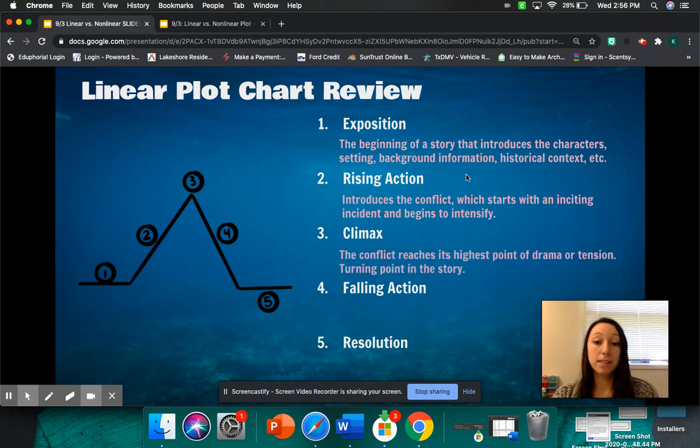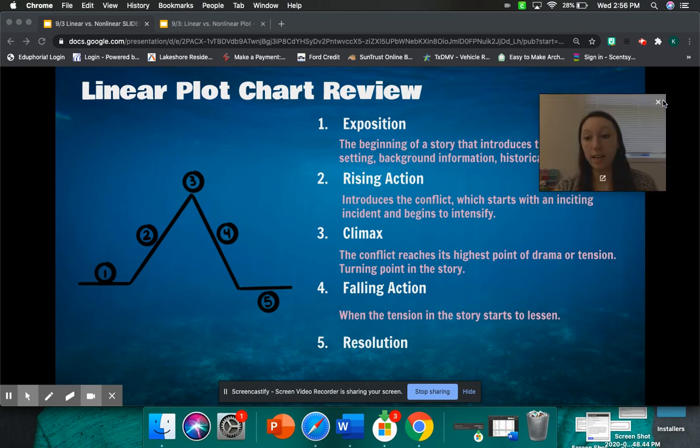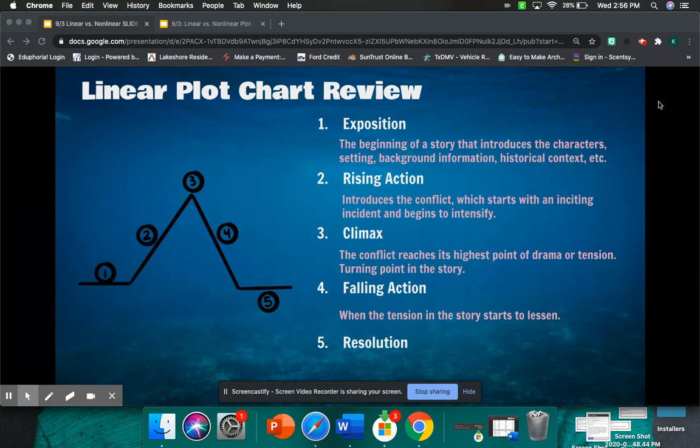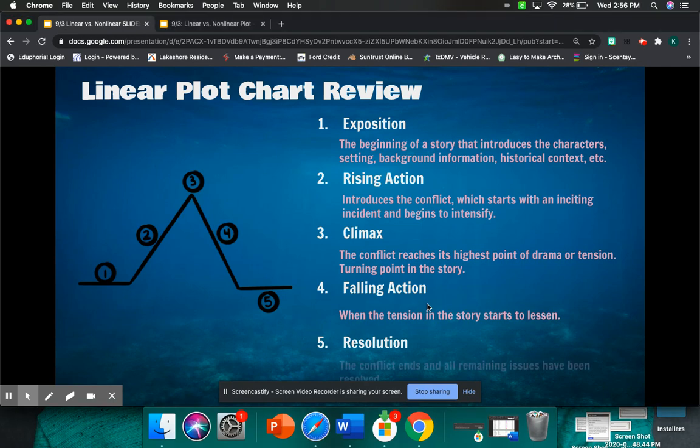The climax is where the conflict reaches its highest point of drama or tension. It's the turning point in the story. So it's when it's like the most tense. In a falling action, it's when the tension in the story starts to lessen. And then the resolution is when the conflict ends and all remaining issues have been resolved.